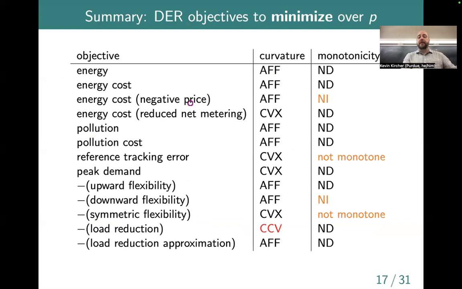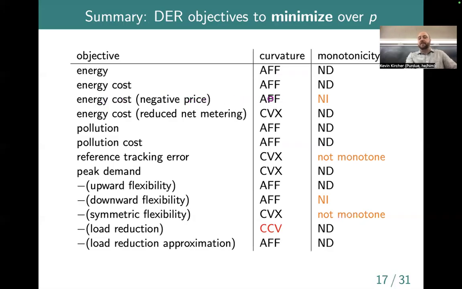this is a reminder of what we saw last lecture at the end of the objectives summary. So here we have this compendium of the objectives that we might want to pursue: energy efficiency, energy cost savings, things like that. And we had curvature and monotonicity tags for each of these objectives. And so here we are trying to minimize energy cost, and we now have a negative price.